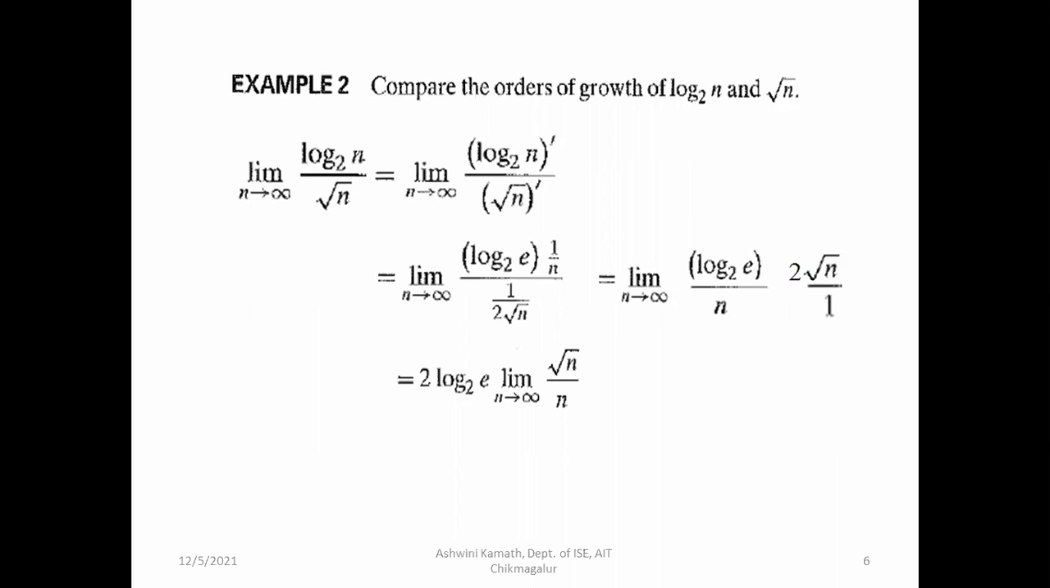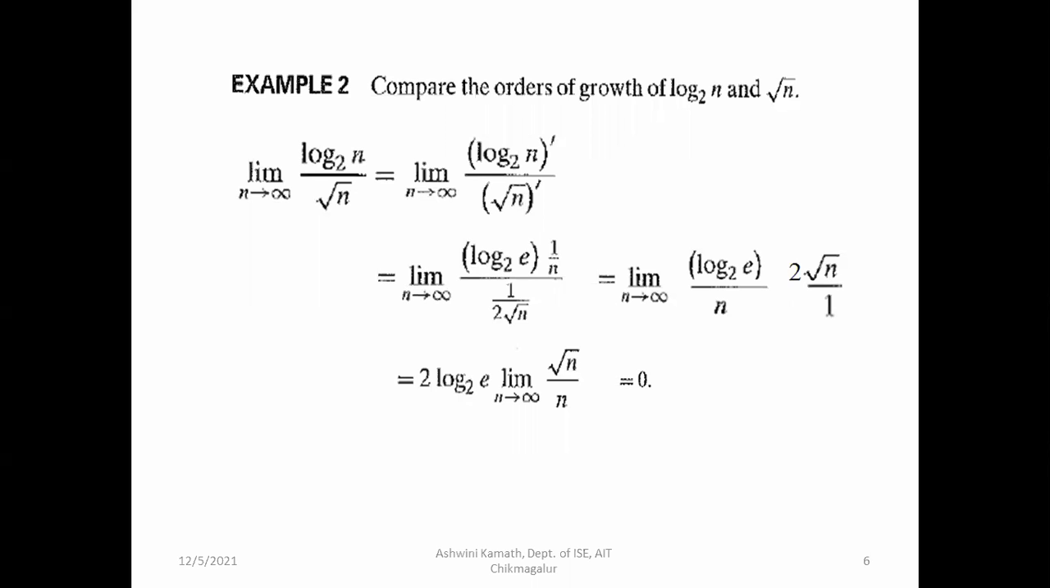Limit n tends to infinity. So we are left with square root of n divided by n. So apply the limit here. When we apply the limit, we'll be having square root of infinity divided by infinity, which is equal to 0. Square root of infinity is a small value compared to infinity, which is a large value again. So it is equal to 0. So 0 into 2 log e to the base 2 is also 0.